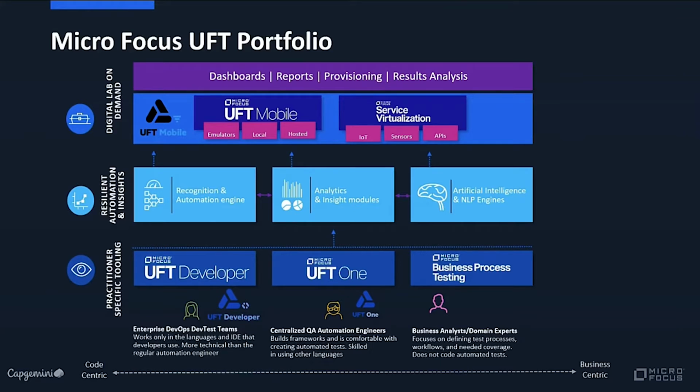On the right-hand side of the spectrum, for the shift right, we have Business Process Testing, which mainly caters to business analysts and domain experts, whose focus is on defining the test processes, workflows, or whatever test coverage is needed. So they can build the business components, which can be leveraged as part of the test flow and later automated using UFT One. At the center, we have our flagship offering, UFT One, which caters to all the GUI and API testing requirements for a breadth of technologies, be it legacy technology or web, mobile, or packaged application. So this solution will cater to all the functional testing needs.